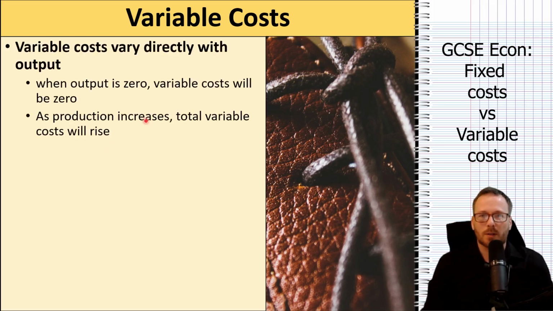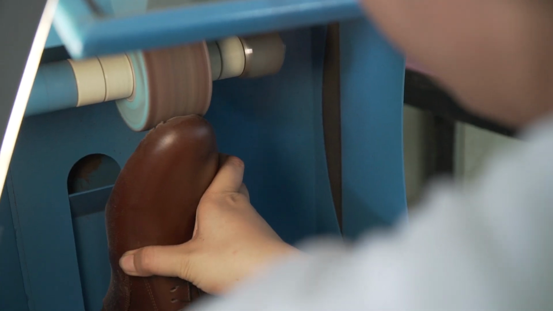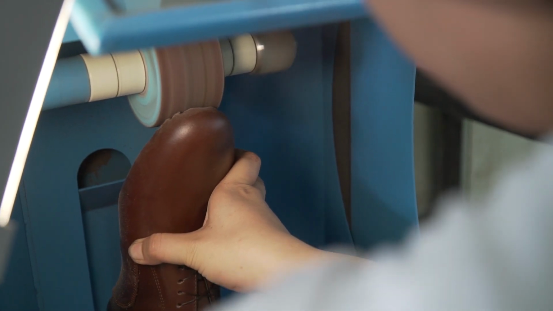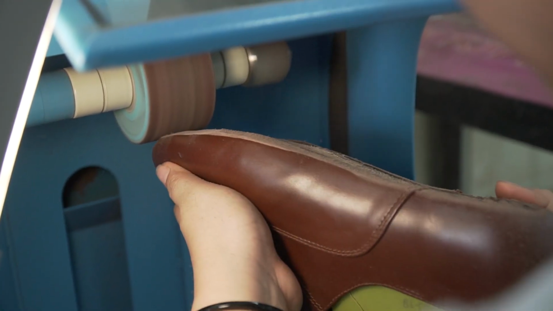Now, variable costs. So variable costs vary directly with output. So basically it's the cost per unit. Think about these shoes that we see in the picture here and think about the raw materials. So basically this shoe leather, the actual leather that they're put into, the heel, all these things are bought separately, and each one represents part of a variable cost for each shoe you produce.